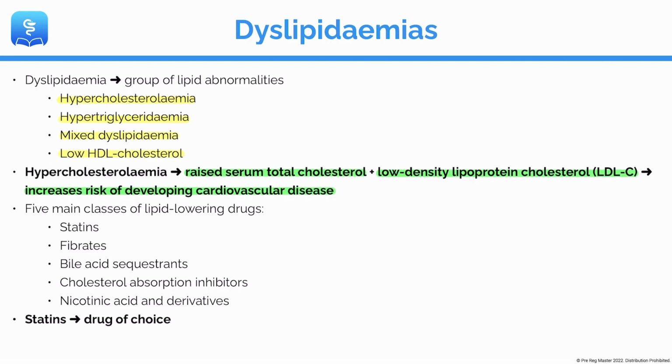There are 5 main classes of lipid-lowering drugs. This includes statins, fibrates, bile acid sequestrants, cholesterol absorption inhibitors, and nicotinic acid and its derivatives. The choice of lipid-lowering drug depends on the underlying dyslipidemia. However, statins are currently the drug of choice in the majority of patients with dyslipidemia due to the evidence that they reduce cardiovascular events.